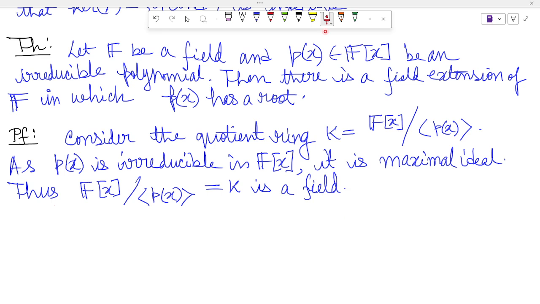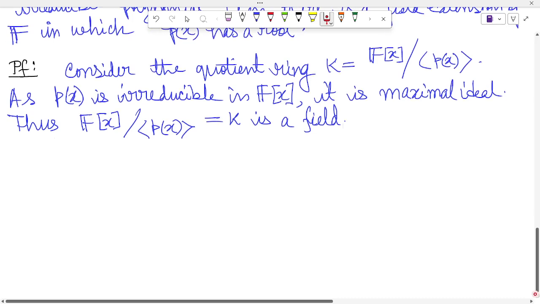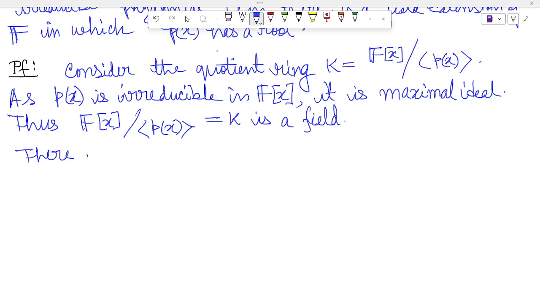First, I need to show that F[x] mod p(x) is an extension, so that it contains F. We need to show that first. What that means is that it contains K, I need to show. There is a projection map. Obviously, there is a projection map, pi, going from F[x] to F[x] mod p(x).